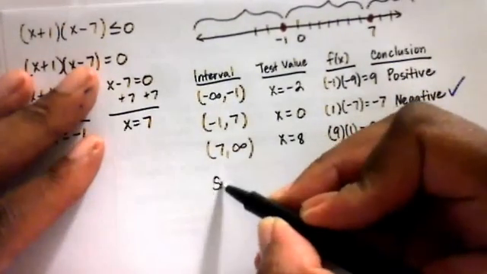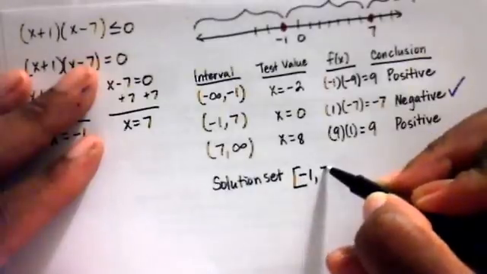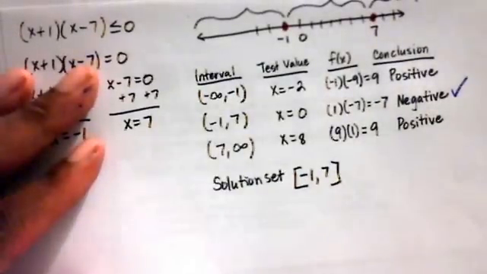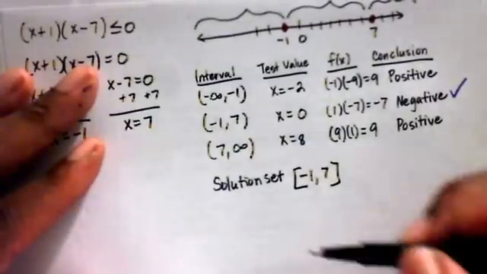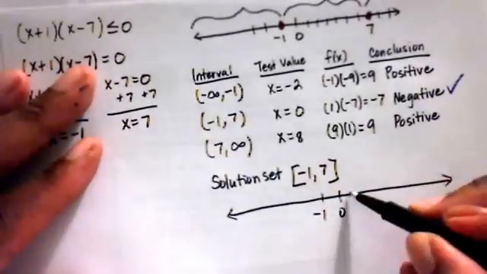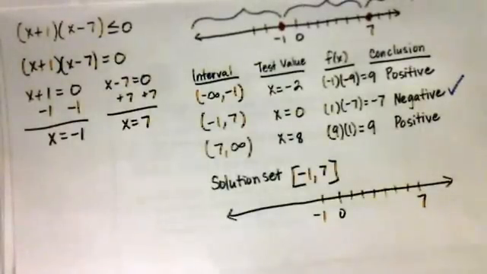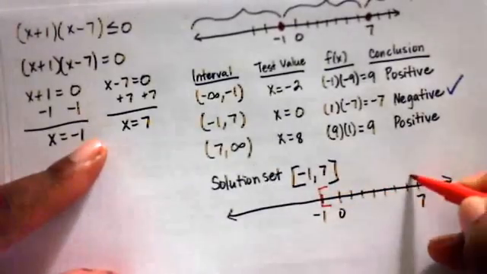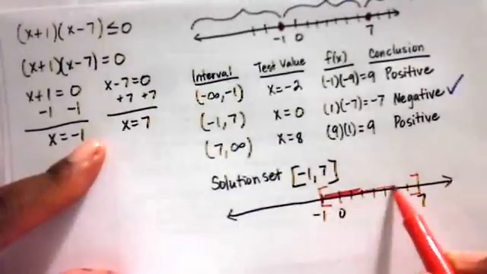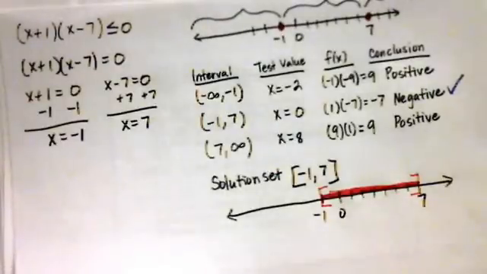So that means my solution set, this time we used a bracket around negative 1 and 7 to show that negative 1 and 7 are included in that solution set. So here's negative 1, and there's 7. And we'll put brackets around negative 1 and 7, and we shade in between. Okay, so that's the solution set for x plus 1 times x minus 7 is less than or equal to 0.